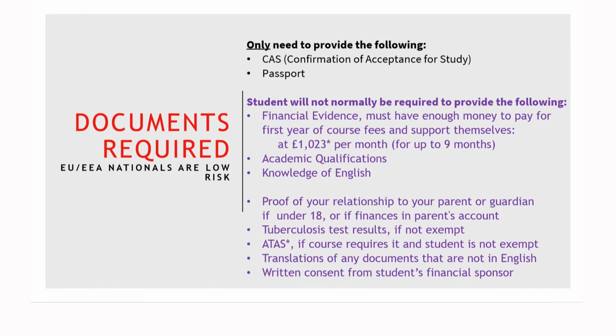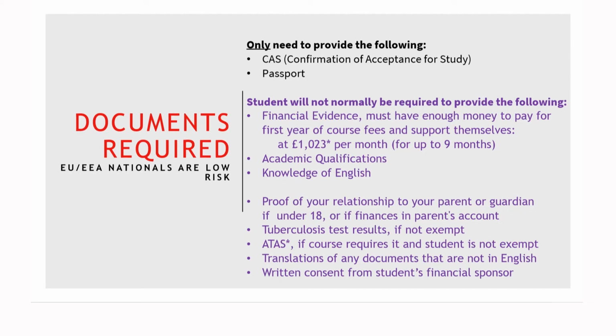The first thing that you would need to submit if you weren't a low risk national is financial evidence. And this would need to show that you have enough money to pay for the first year of your course and your living costs for the first year of your course as well. And that usually works out around £20,000. So you'd need to have a bank account with £20,000 in. You would also need to submit your academic qualifications and evidence of your knowledge of English as well.